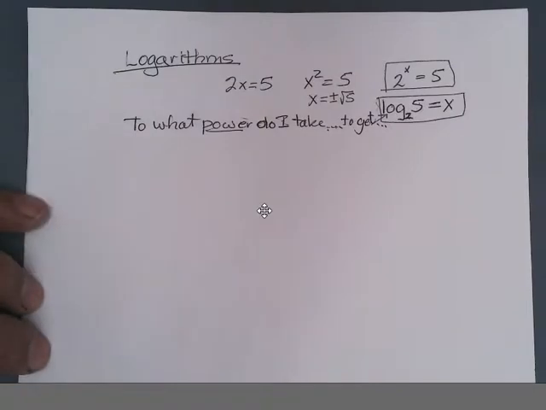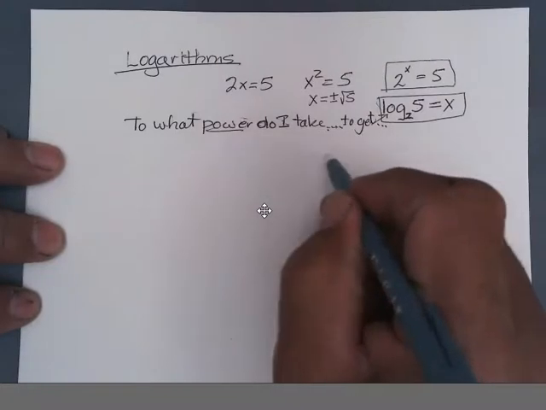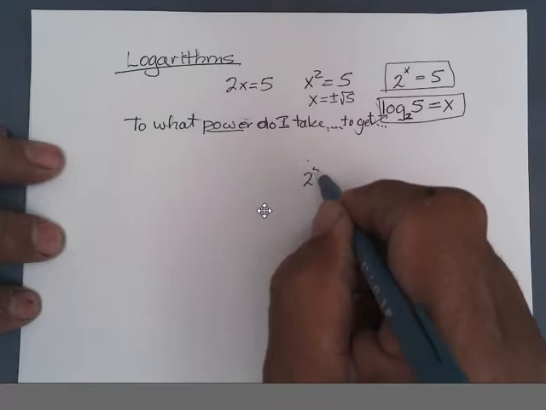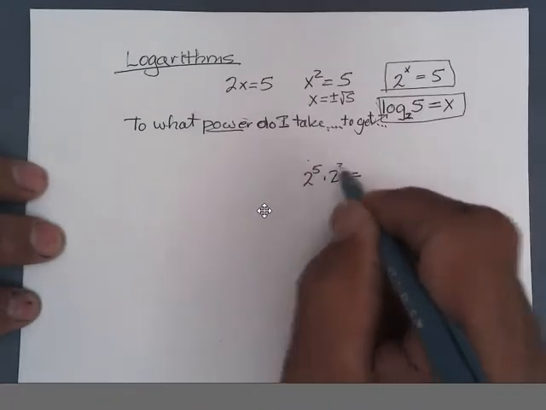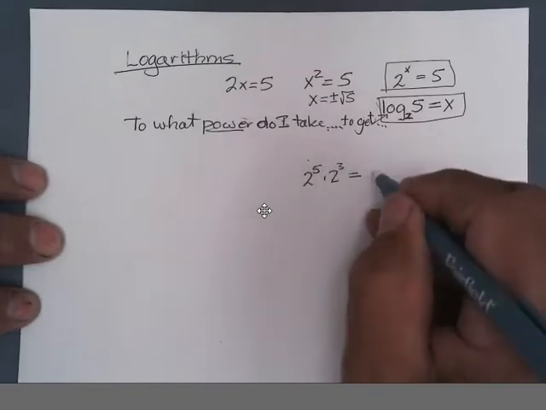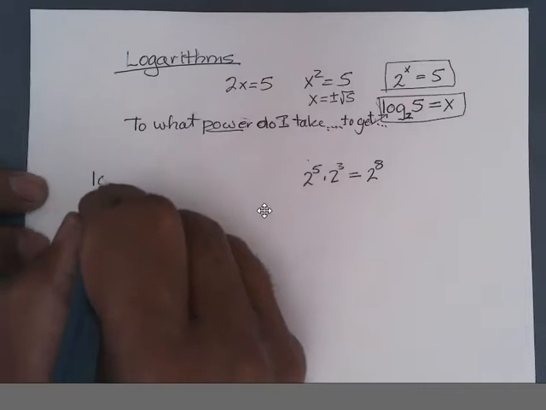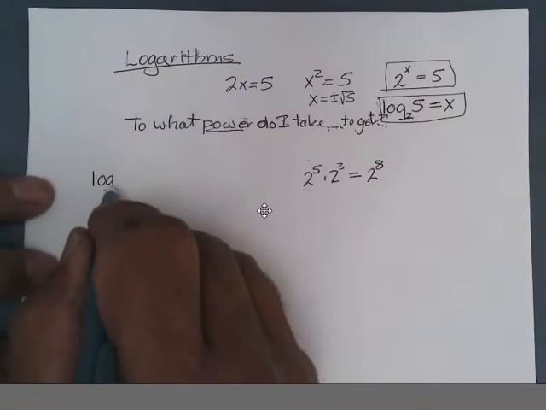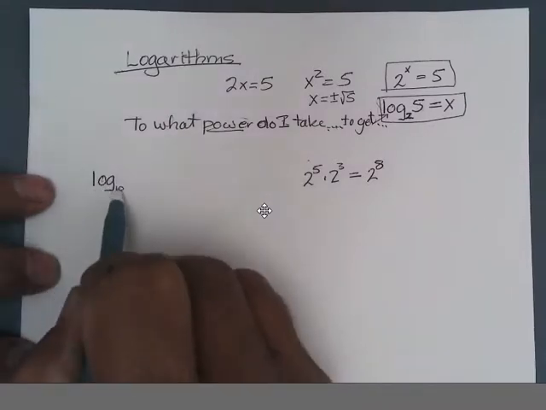So now our log rules are basically power rules. If you were multiplying two things like 2 to the 5th times 2 to the 3rd, same base, what do we do? Well, we add the powers. We get 2 to the 8th. Well, to what power do I take, and we can have any base we want, but when we write log without a base on it, it's assumed 10. So I'm going to say 10. To what power do I take 10?